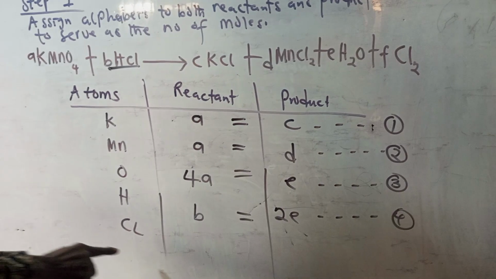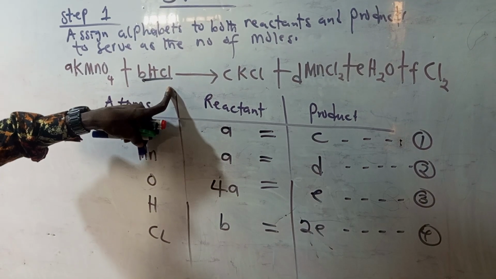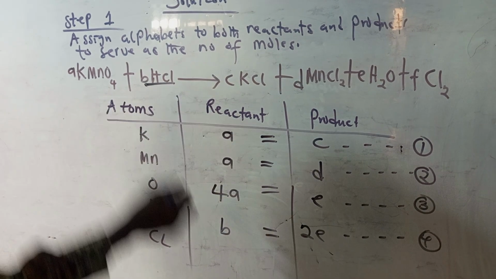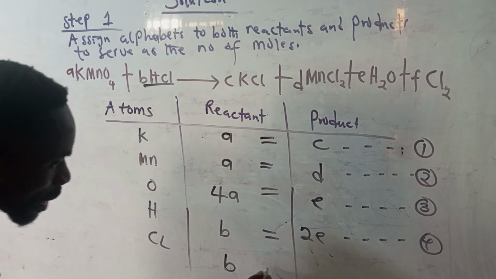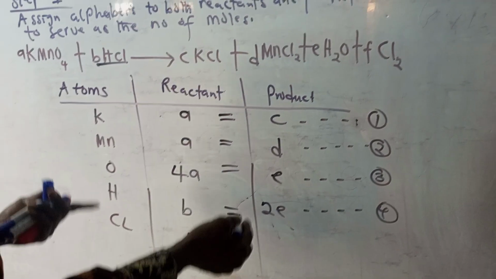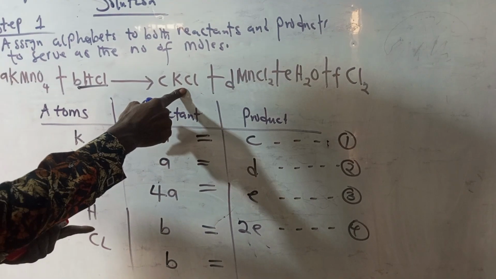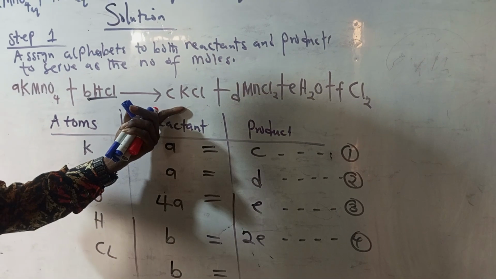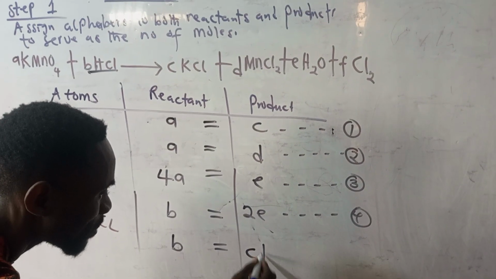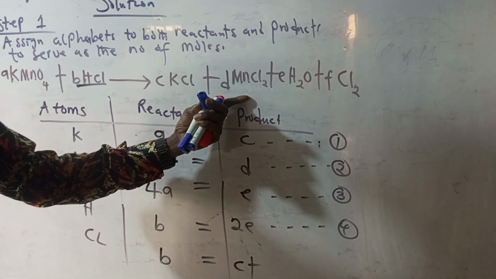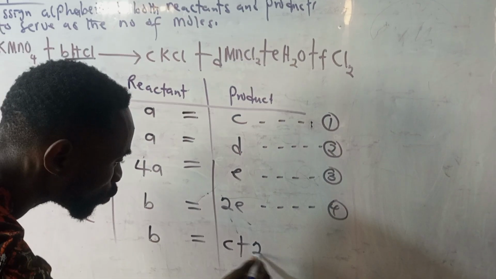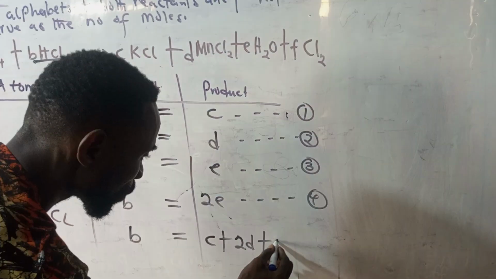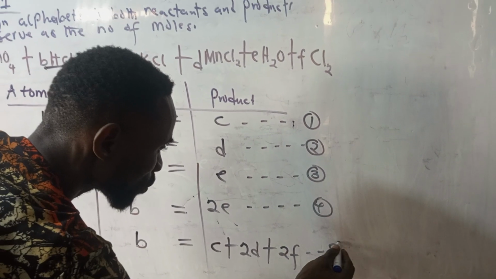And finally, for chlorine, chlorine occurs in reactant B. I have one chlorine atom. So B will now be equal to, when you come to the product side, chlorine in C, chlorine in D, and chlorine in F. In C, we have one chlorine atom, so I have C plus. In D, I have two chlorine atoms, so I have plus 2D plus. In F, two chlorine atoms, so I have plus 2F. That is my equation number 5.